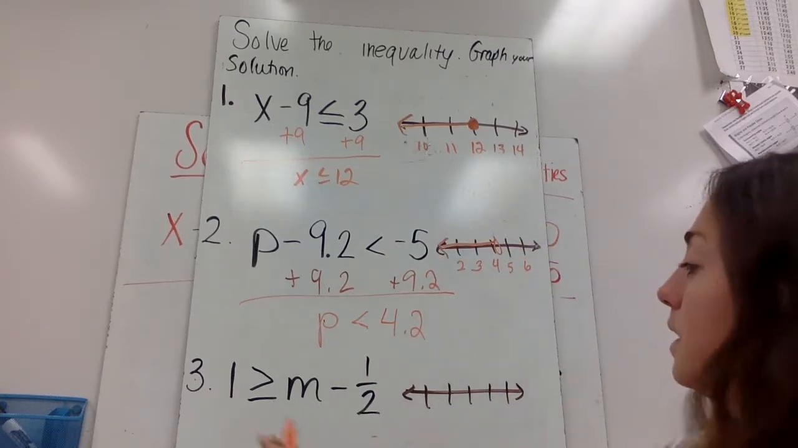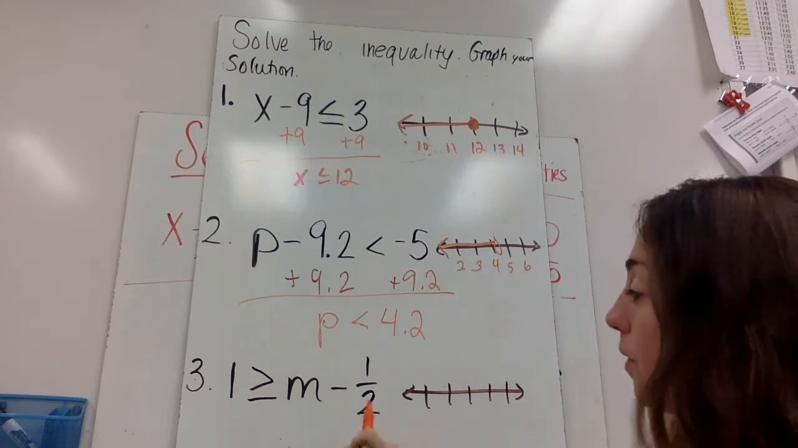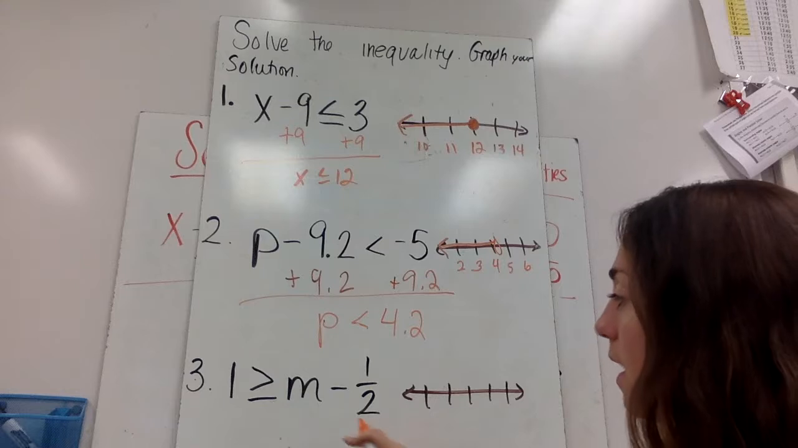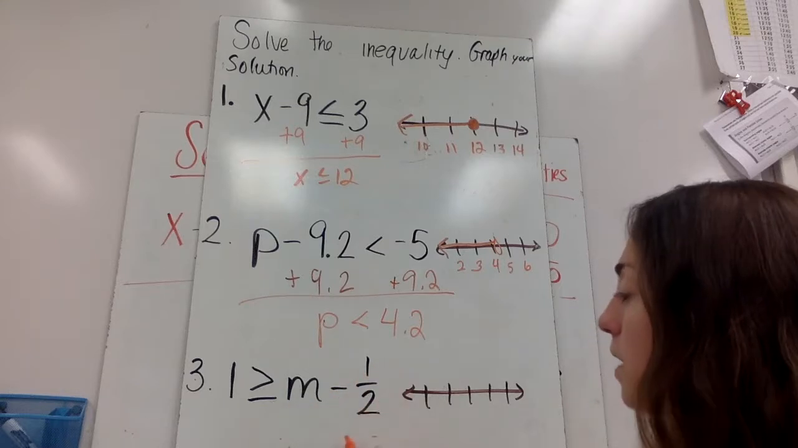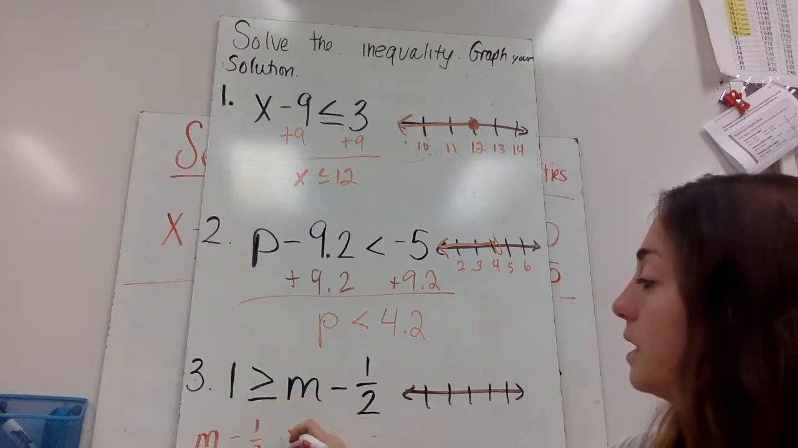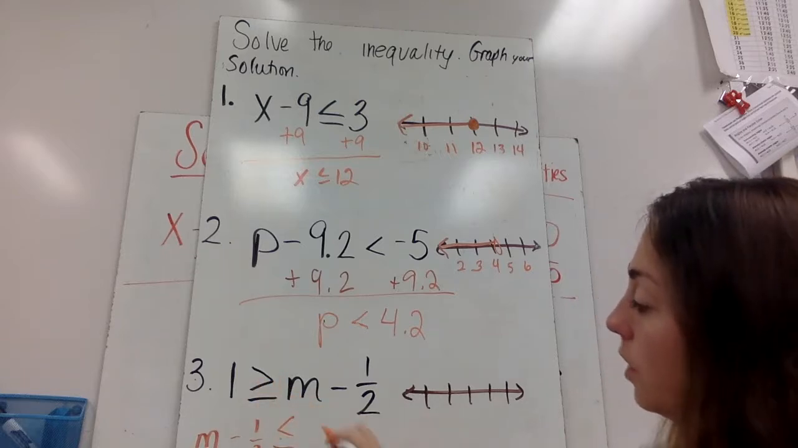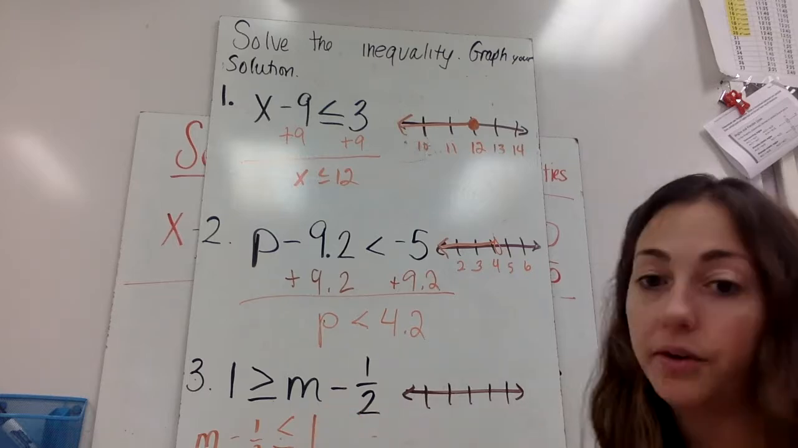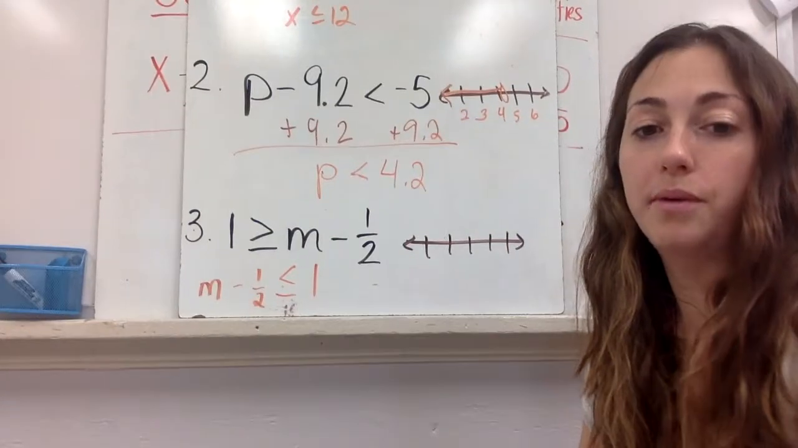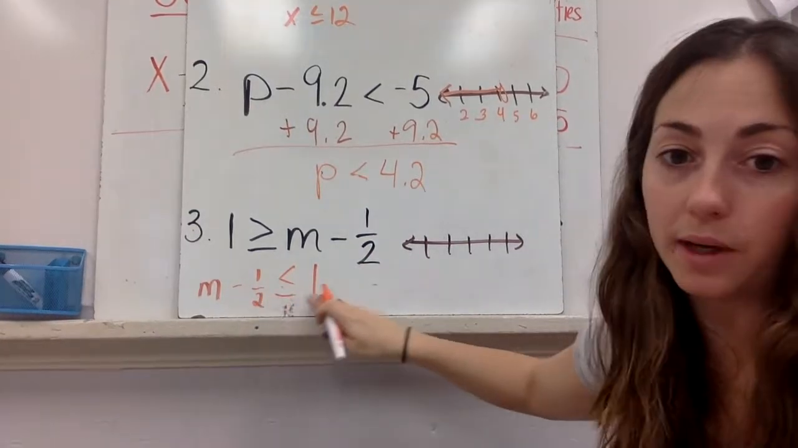Okay, last one here, I have this flipped. I know some students like to rearrange it, so I'm going to do that. I have m minus 1/2, so that order stays. This inequality is flipped to less than or equal to 1. Oh, you can't see that, I'm so sorry. So I rewrote it. m minus 1/2 is less than or equal to 1.